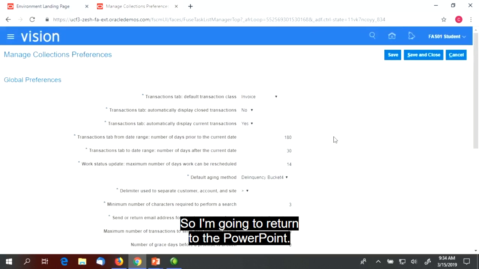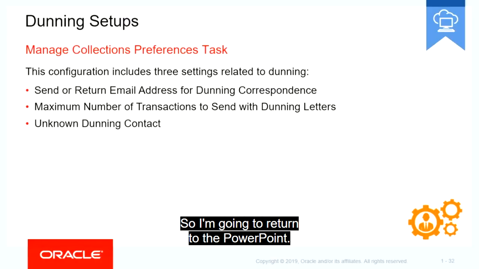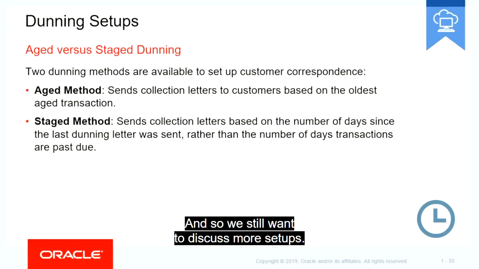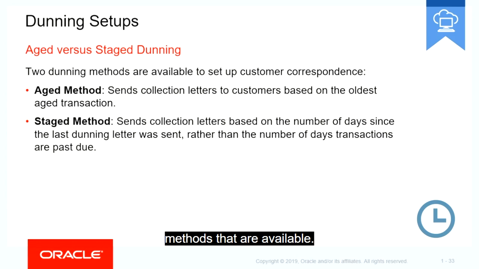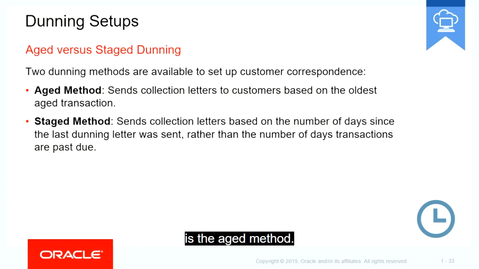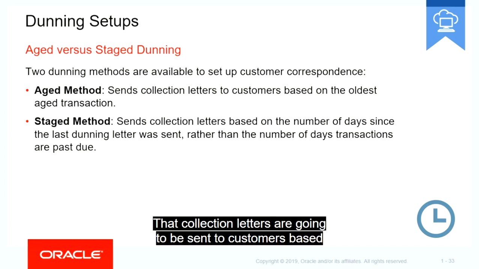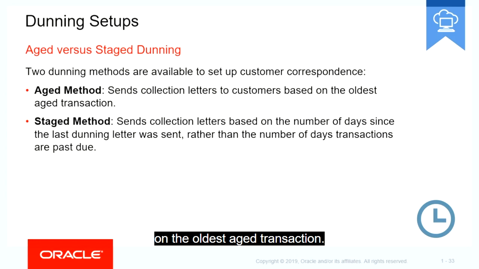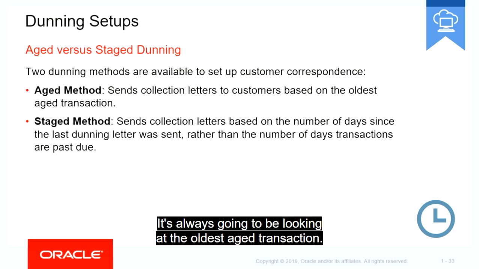All right, so I'm going to return to the PowerPoint. And so we still want to discuss more setups. There is an important consideration here, and that would be to pick between two different dunning methods that are available. The first dunning method that we would like to highlight is the aged method. What does that mean? That collection letters are going to be sent to customers based on the oldest aged transaction. It's always going to be looking at the oldest aged transaction.